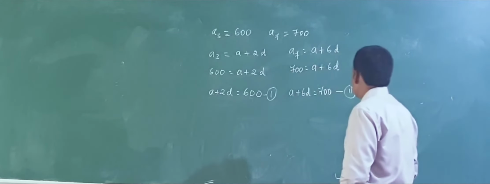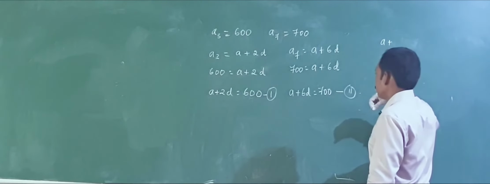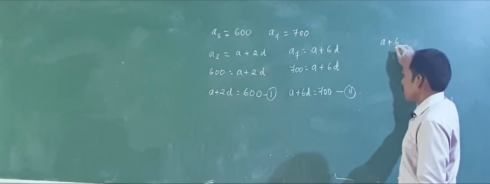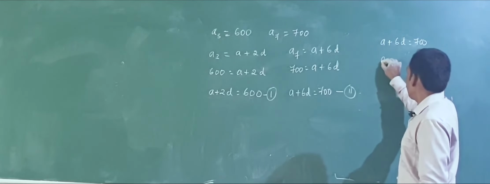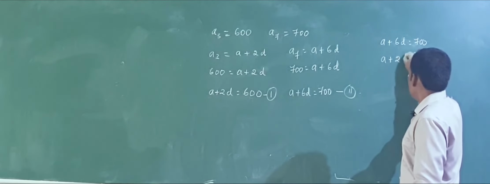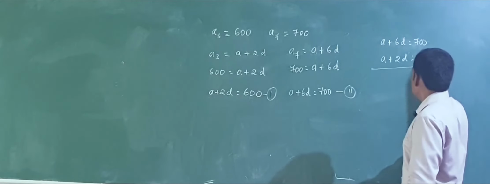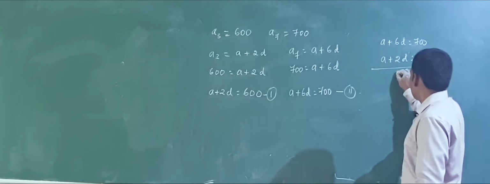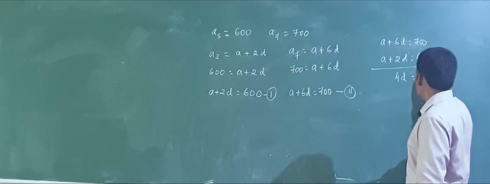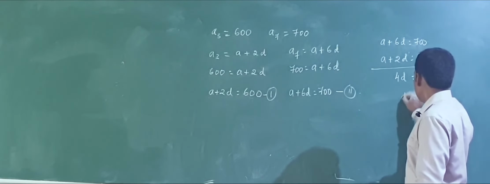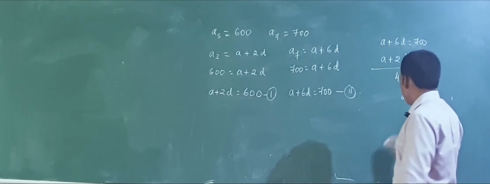So you can write equation 2 here: A plus 6D will be 700 and A plus 2D will be 600, correct? Subtract, so we'll get 4D. 700 minus 600, so you'll get 100. So therefore D will be 25. So we got D is 25.